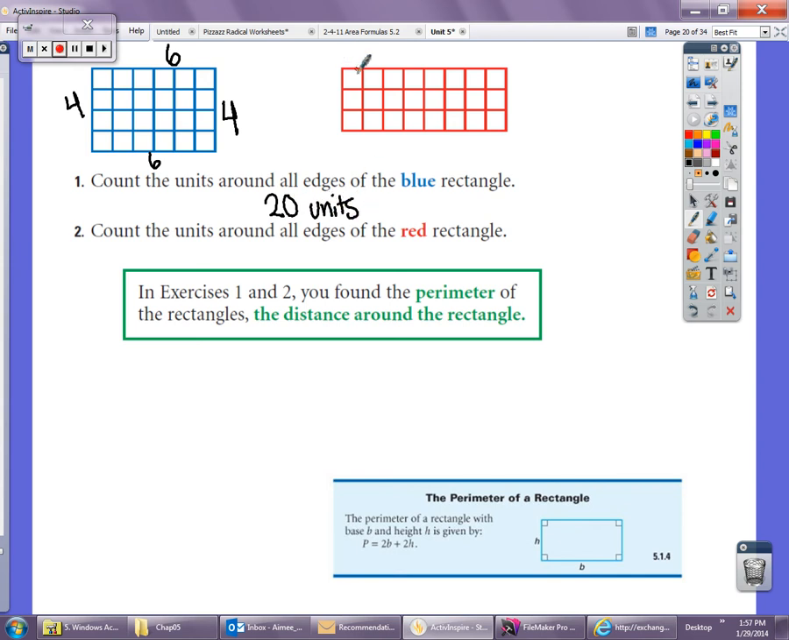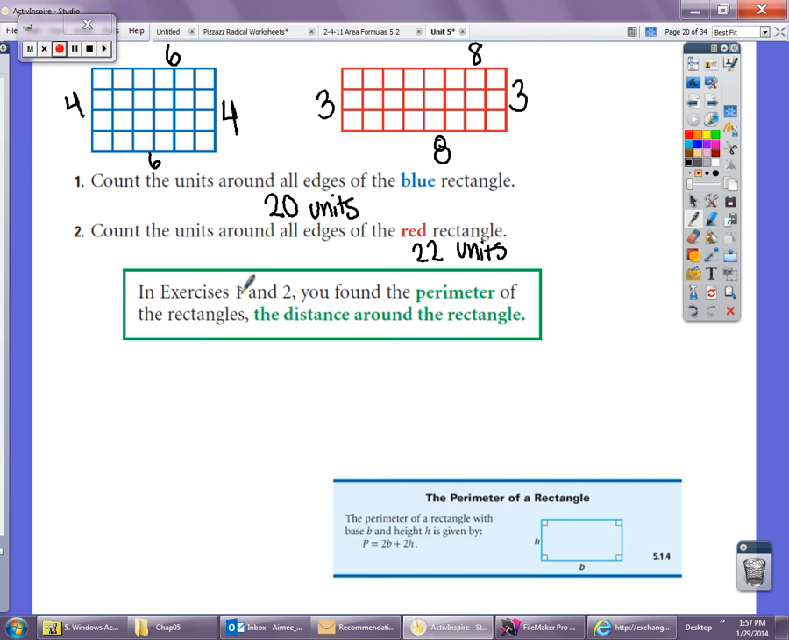For my red rectangle, I have 1, 2, 3, 4, 5, 6, 7, 8, and then 3, and then 8, and then 3. So that's a total of 11, and another 11, which is 22 units. Now what you might want to do is just take notes as we go along here, because you're going to be using this information in class tomorrow to complete an assignment. So it might be helpful to have some notes available for you to look at.